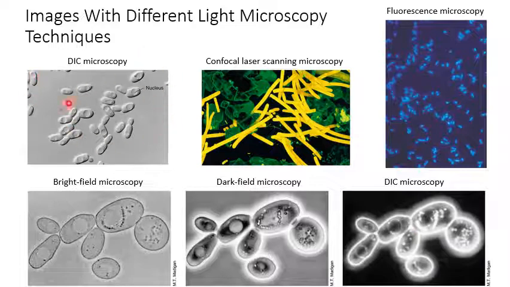Then here you have the DIC microscopy, with a small 3D effect given to these cells, which makes them stick out really clearly. In the corner you have fluorescent microscopy. These cells have been labeled with a fluorescent stain which makes them show up brightly. But this image is still kind of blurry. If you use confocal scanning laser microscopy, then you get a much clearer image with the fluorescent stain.